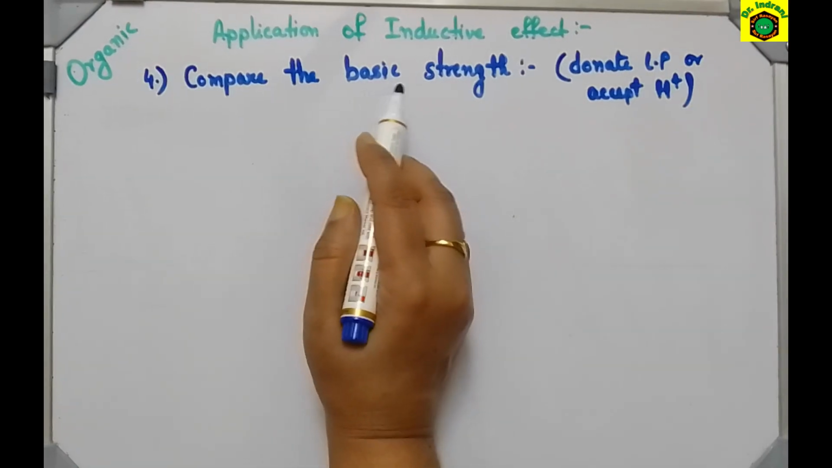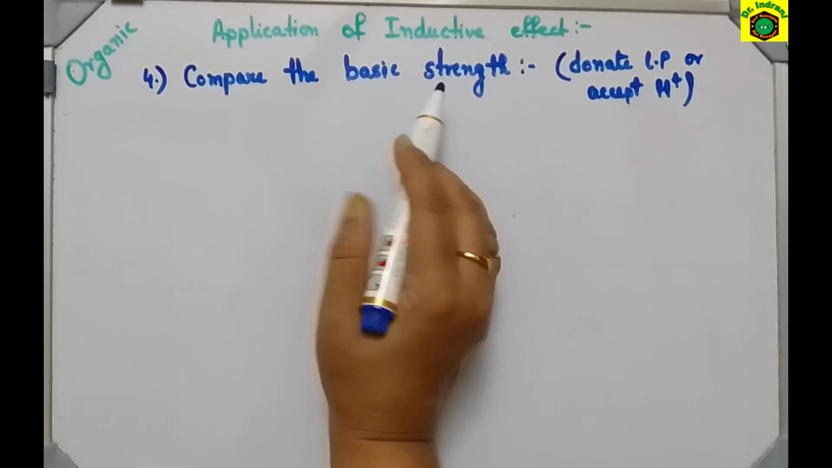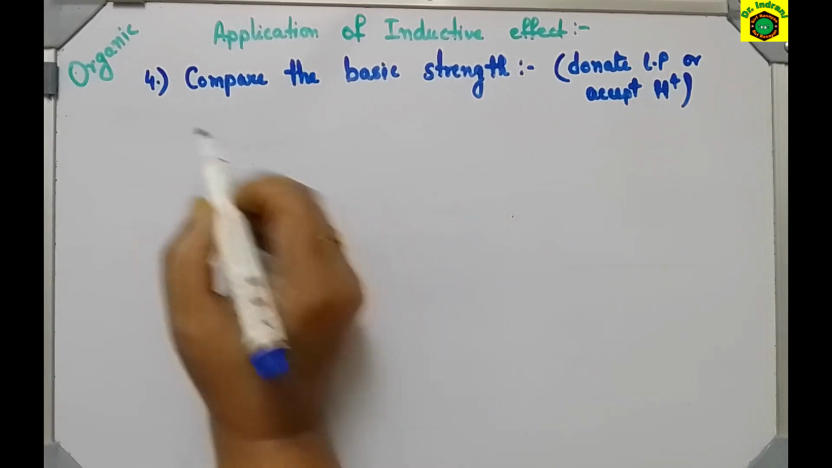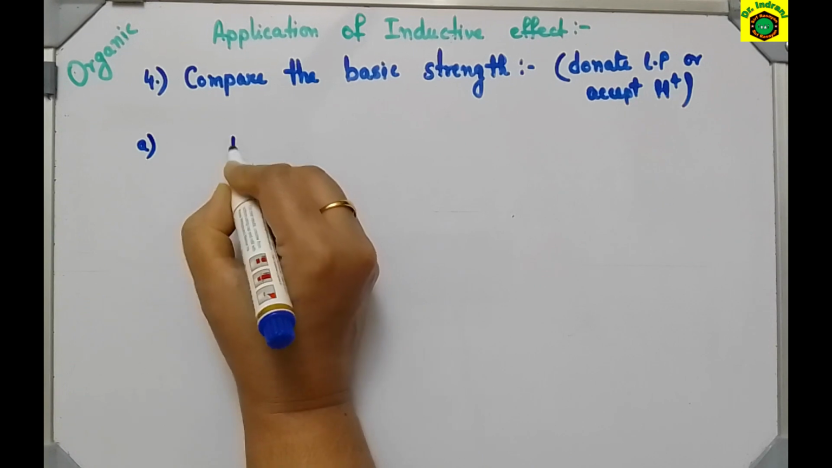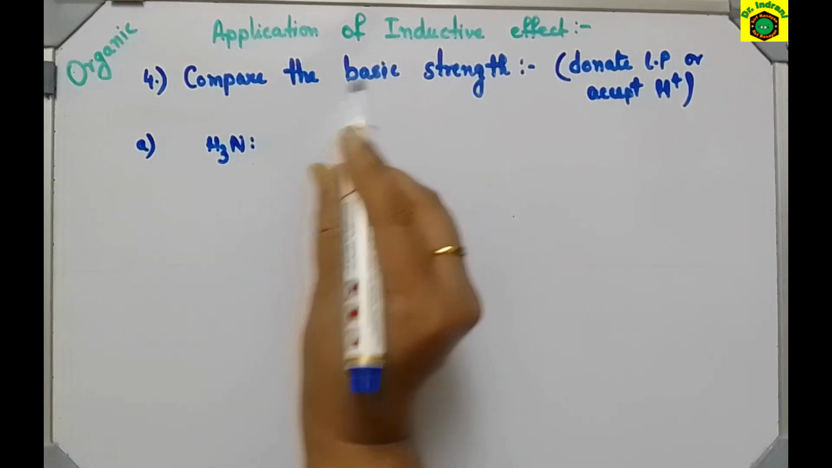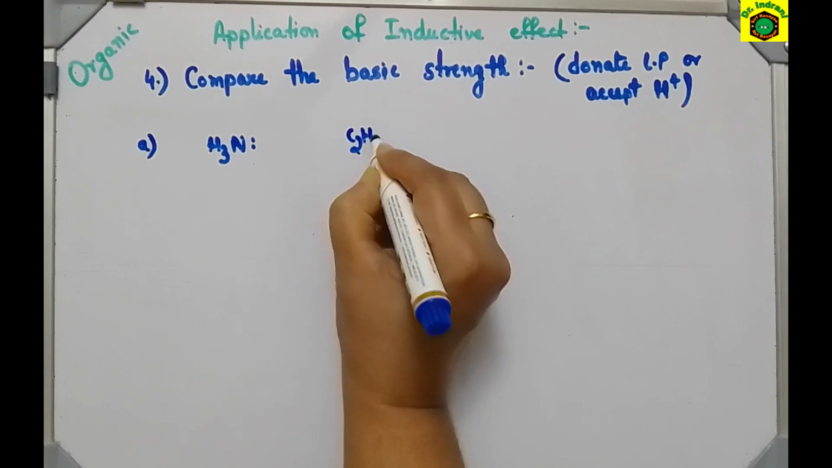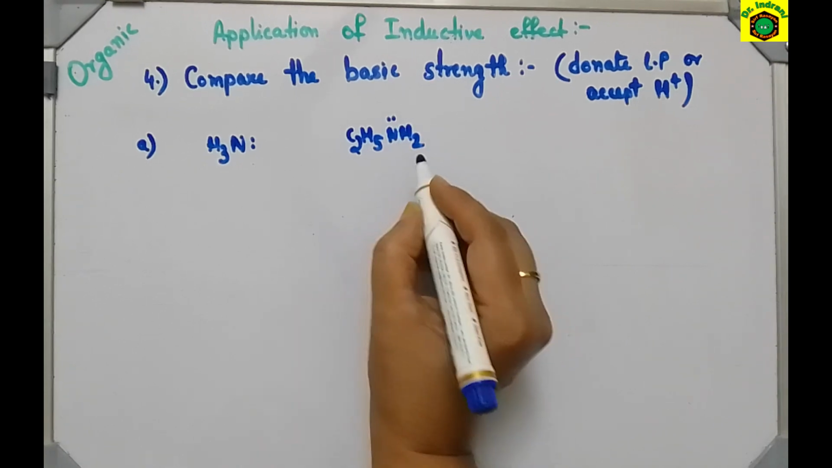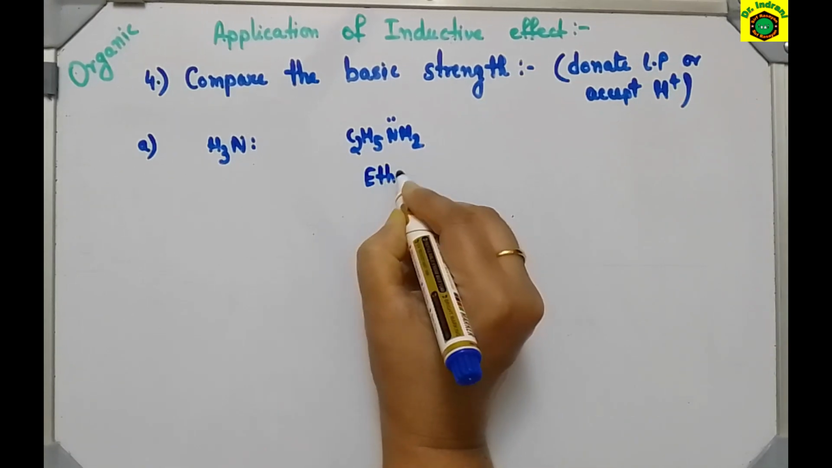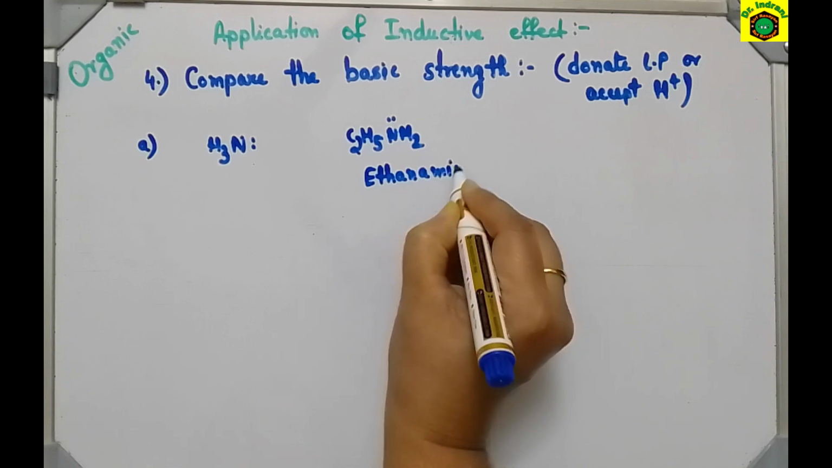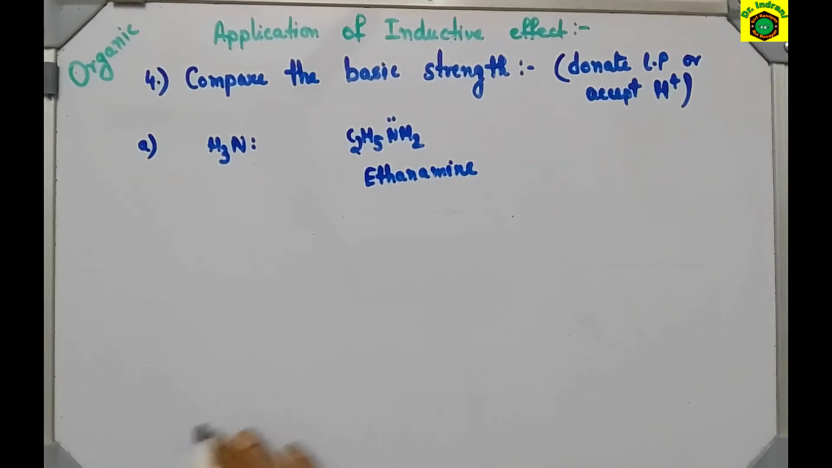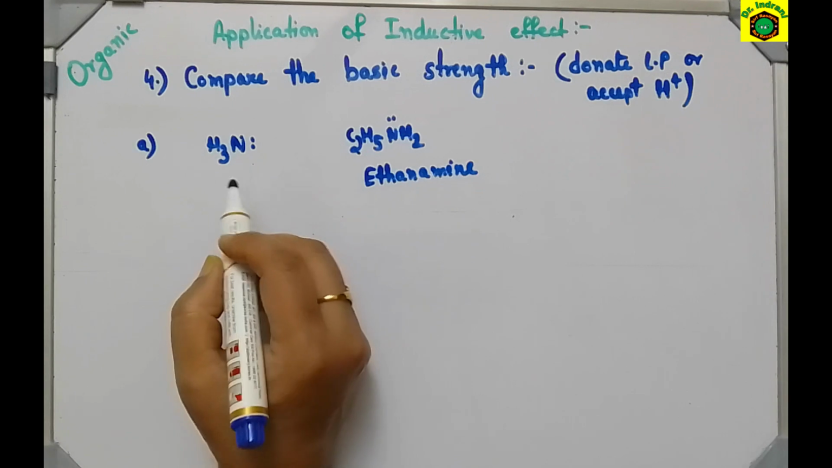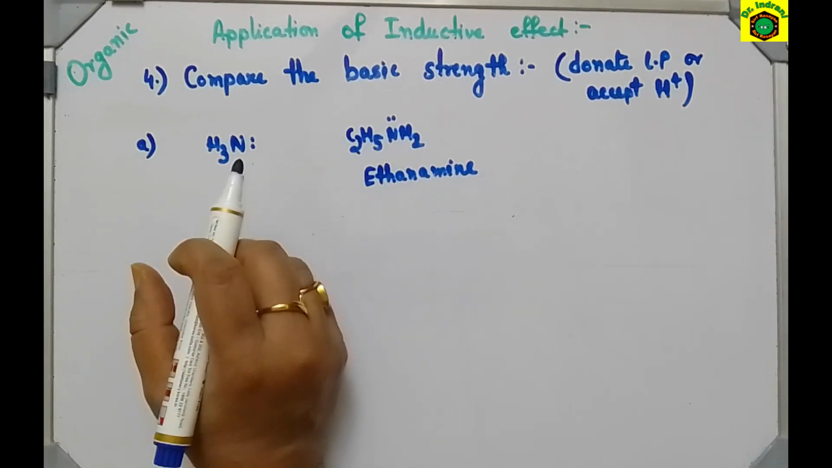Next application of inductive effect is compare the basic strength. Base means which can donate lone pair or which can accept H+, means proton. Now see, I am taking one example. Ammonia, and this one is IUPAC name ethanamine, or common name ethylamine. So between ammonia and ethanamine, which one is stronger base? Both are having lone pairs, so it can donate lone pair, they are Lewis base.